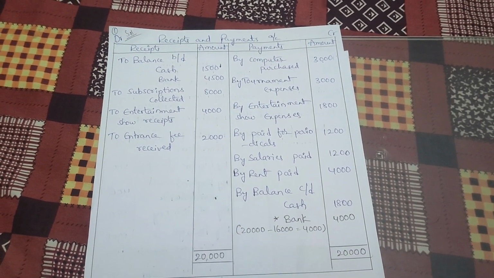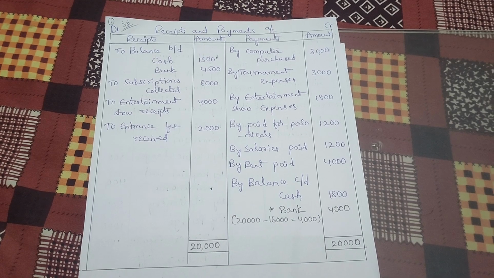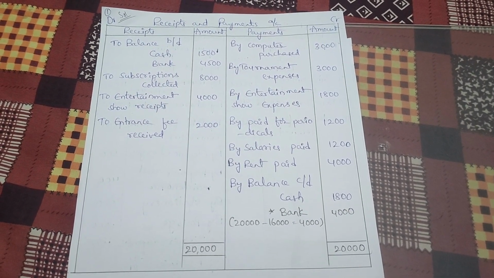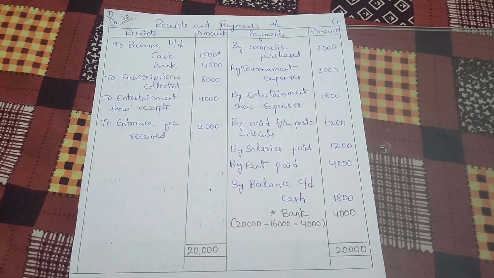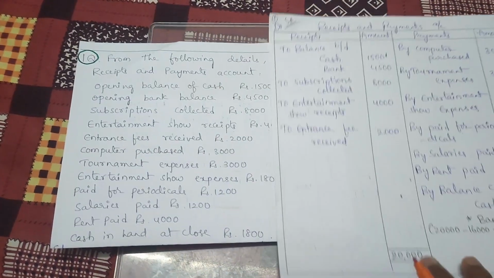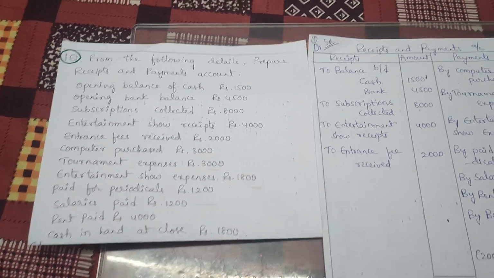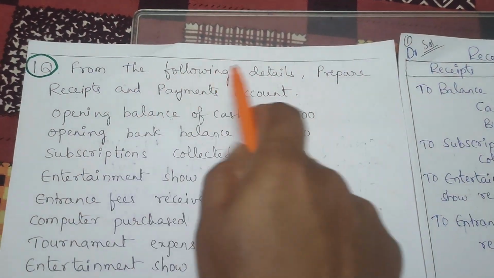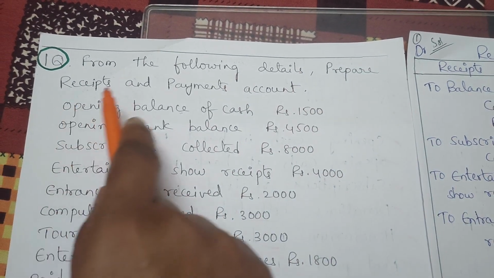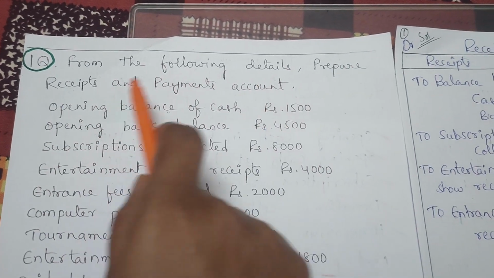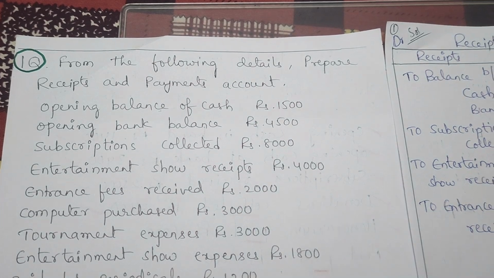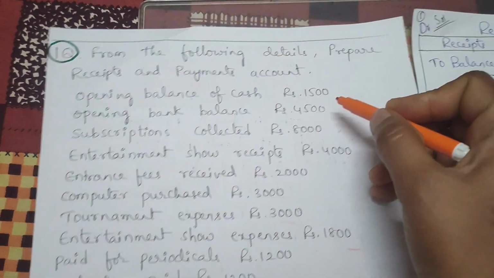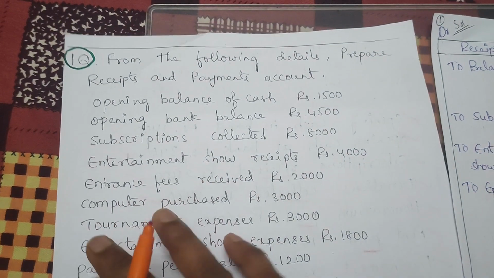Receipts and payments account is prepared by non-profit organizations, but cash account is prepared by profit organizations. Okay, so let us see the question and discuss the solution. This is one question. From the following details, prepare receipts and payments account. Here they are asking us to prepare receipts and payments account. Our columns are ready and let us see what actually the items are.